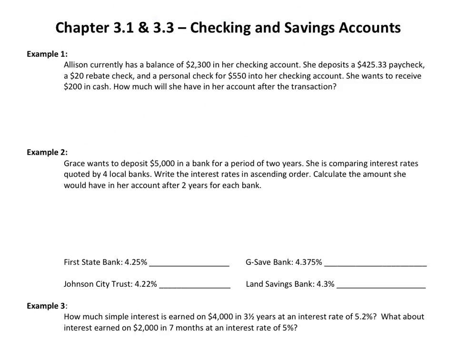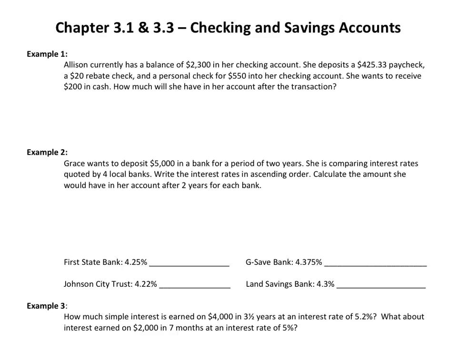So if we look at Allison here, she has a balance of $2,300 in her checking account. If she deposits a $425.33 paycheck and a $20 rebate check and a personal check for $550 into her account, then she wants to receive $200 cash back. You need to be able to calculate what's going to be in the account. This happens all the time.